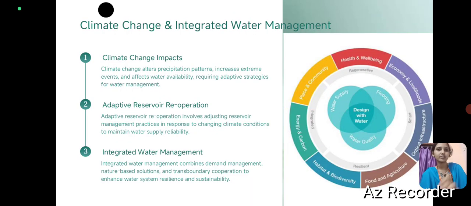Fifth one, future. Climate change and integrated water management. Climate change impacts. Climate change alters precipitation patterns, increases extreme events and affects water availability, requiring adaptive strategies for water managers.